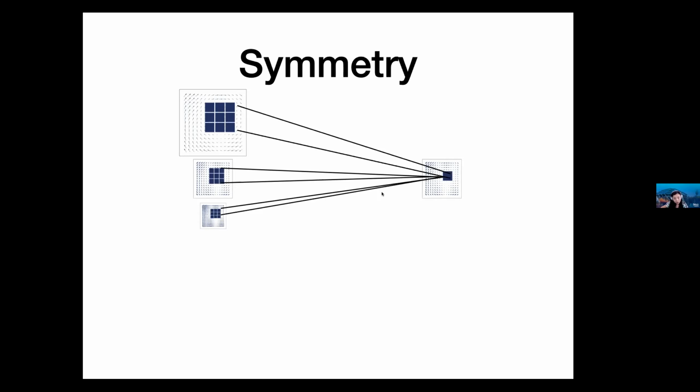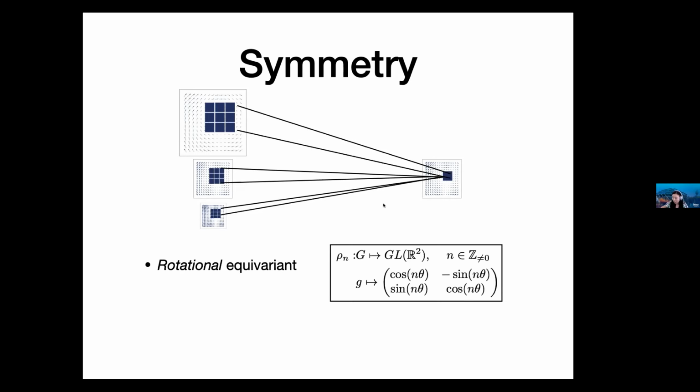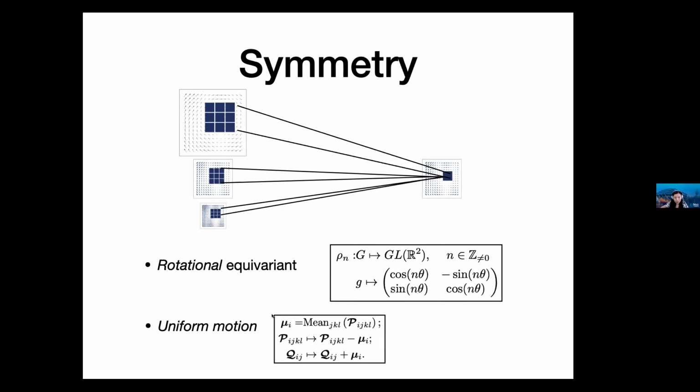So we can do pretty much the same thing for other symmetry groups, such as rotation equivariance, and I will not explain this in detail. Rotation equivariance, uniform motion equivariance, you can construct the kernel in such a way that is basically the same principle as translation and scaling symmetries.